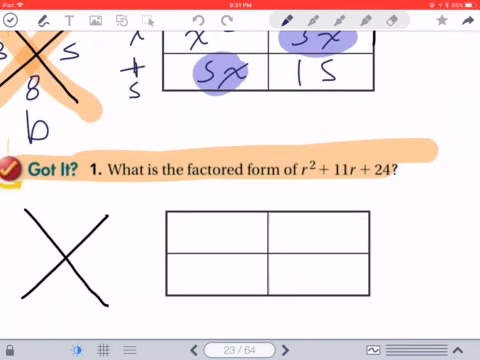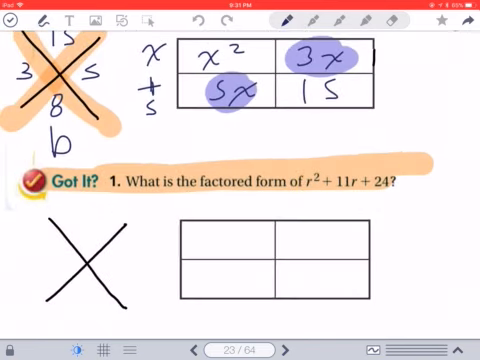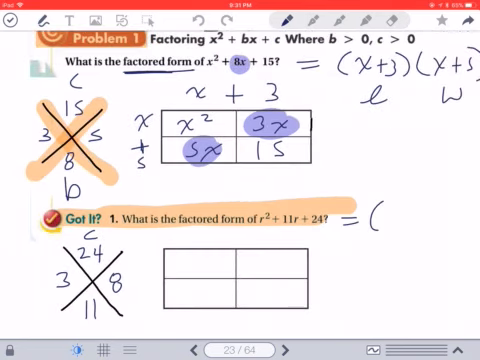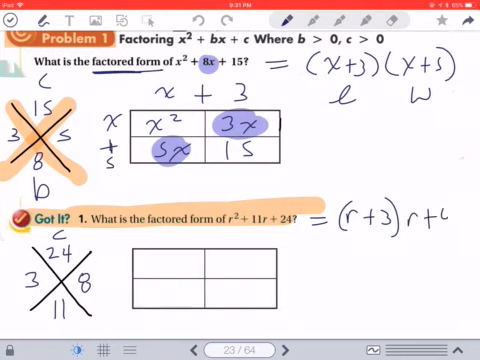All right, assuming that you've tried that problem, what multiplies to the last term, which is c, and adds to 11? What two numbers multiply to 24 and add to 11? Well, 3 times 8 is 24, and 3 plus 8 is 11. So this is going to equal r plus 3 times r plus 8.